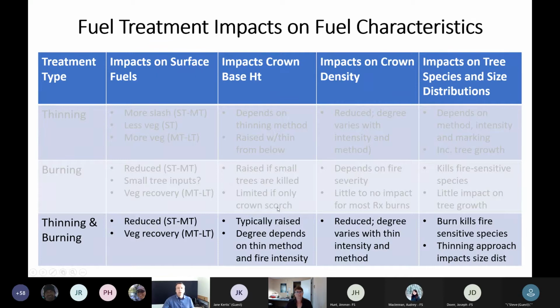We're typically going to see increases in crown base heights, although the degree to which those base heights increase, again, depends on our thinning method. They're going to increase most when we're thinning from below. We typically are going to see reductions in crown densities, although again, the degree to which that occurs depends on our thinning intensities. And we're typically going to see impacts on species composition and size distribution that are consistent with the principles I talked about for thinning and burning individually.